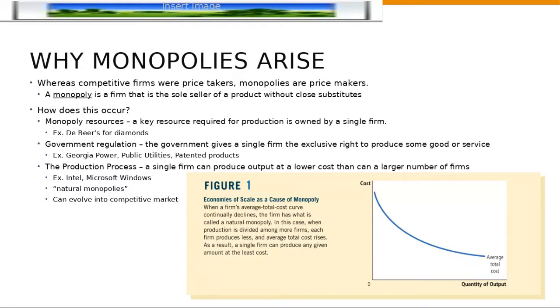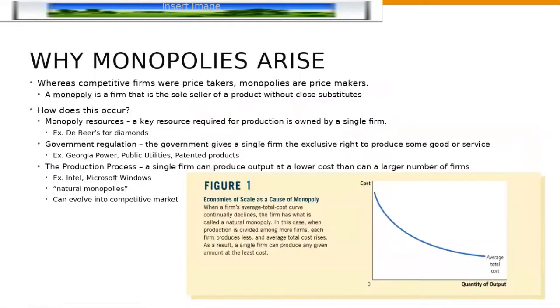Again, I mentioned Intel and Microsoft as examples of firms which were ultimately monopolies, but competitors have since re-entered those marketplaces and ultimately brought competition back. So those markets can evolve. Typically, they do not, but they can evolve into a competitive market.